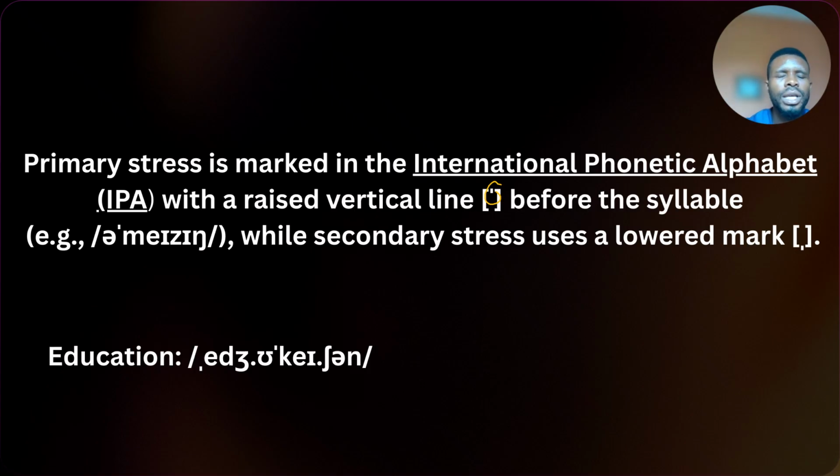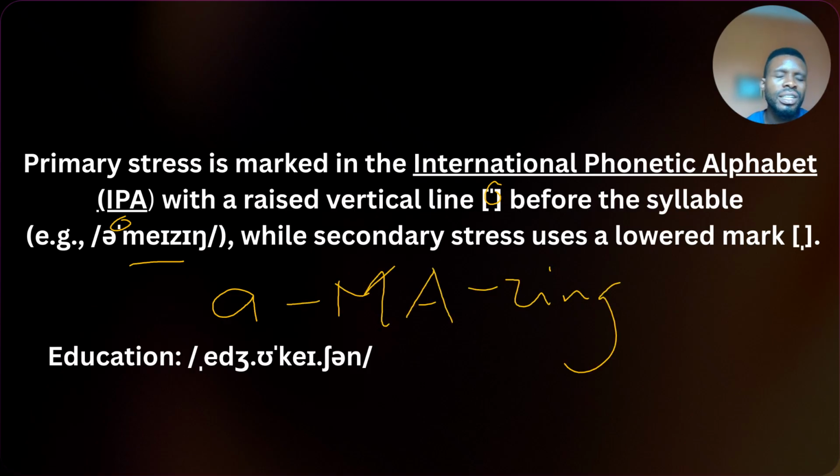Okay, we have an example here in the word amazing. You'd notice the raised vertical line is placed before may. And you know that amazing has 3 syllables. So we have amazing. The stress on the may, that's what it means.